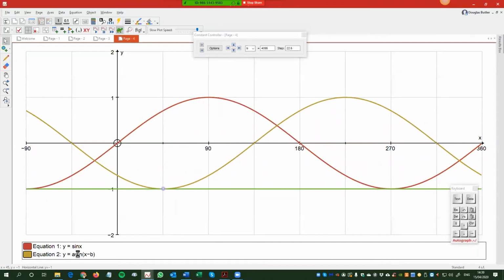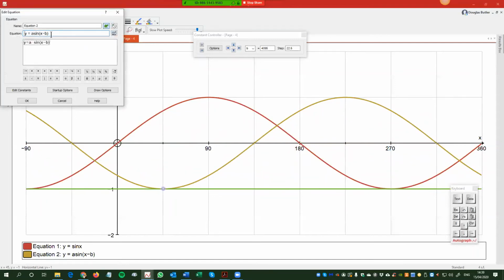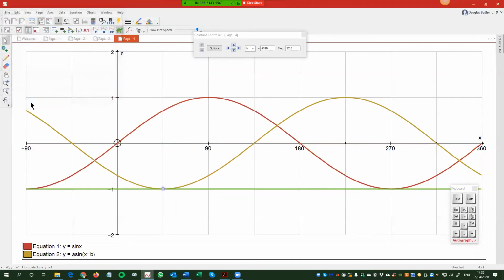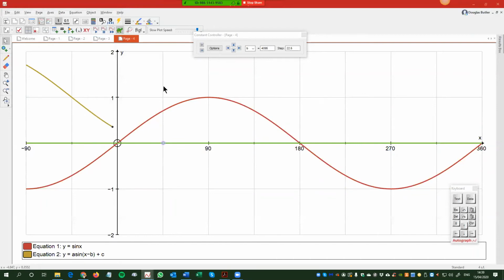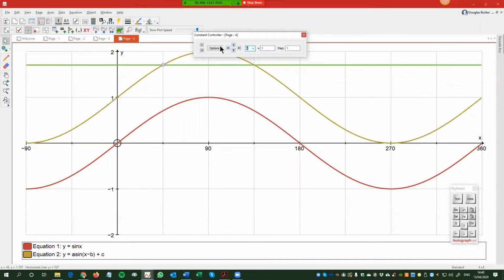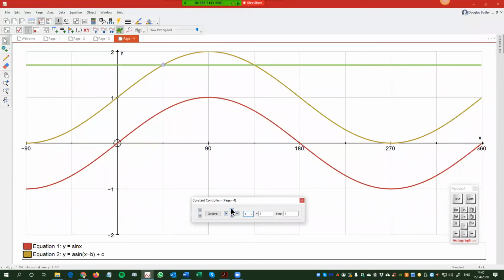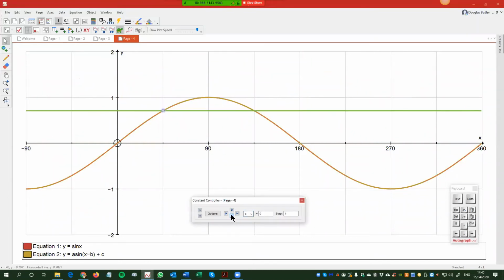Then the final one is plus c. And that, oh, I meant c to be 0, but never mind. Take b back to 0, and c just lifts the whole thing up and down.